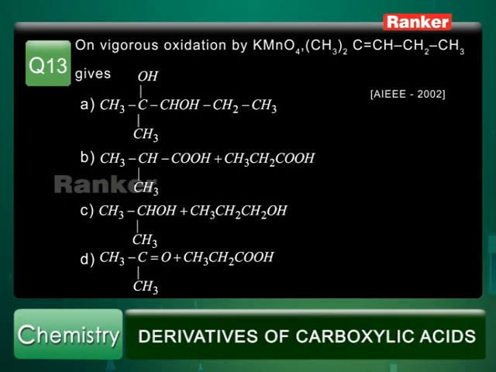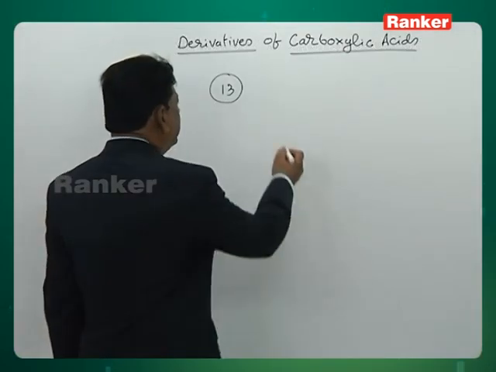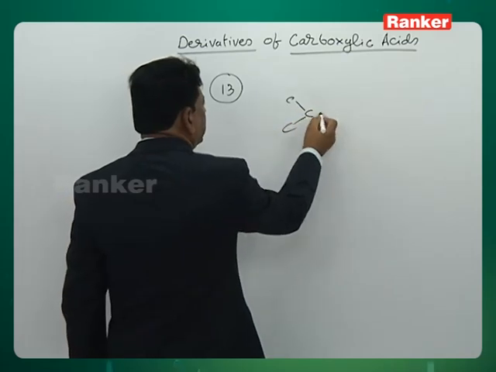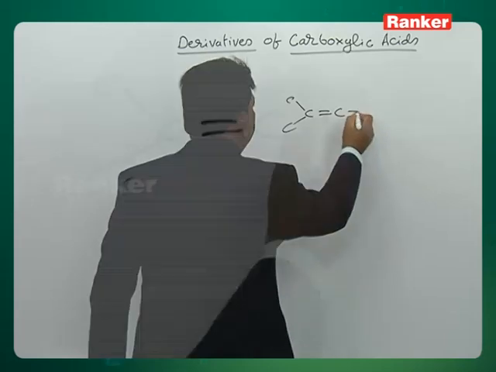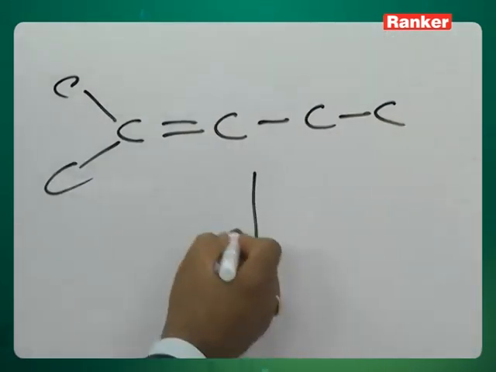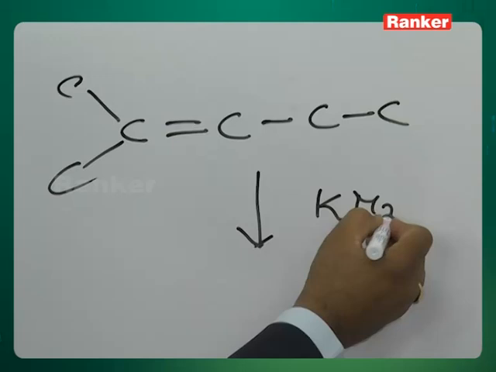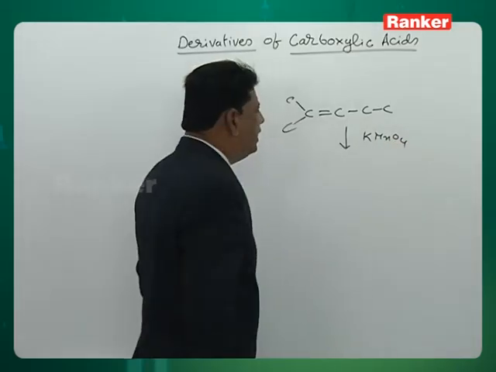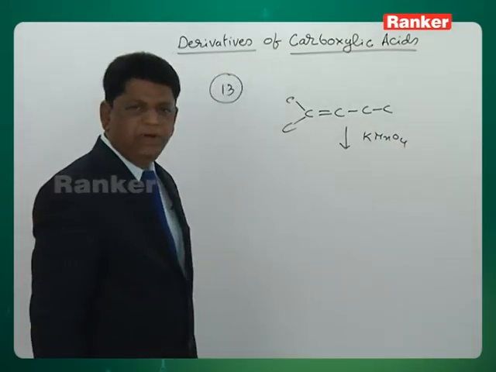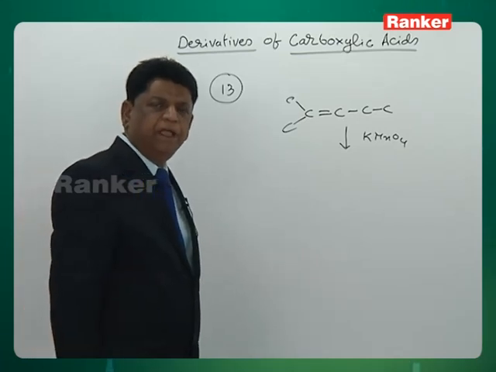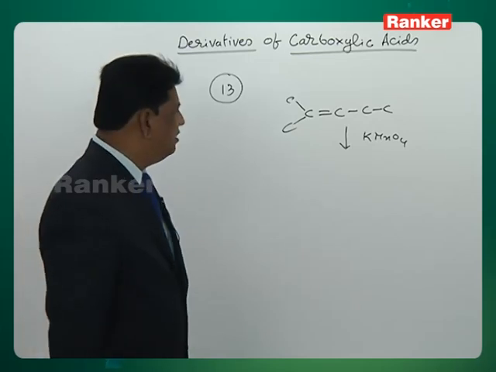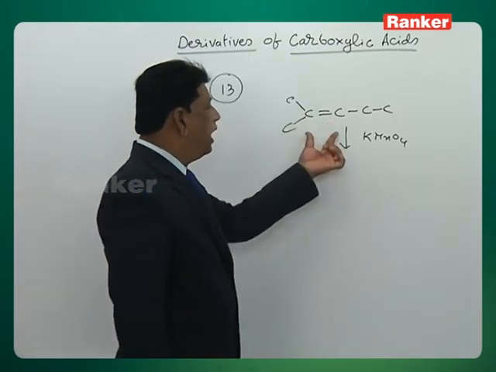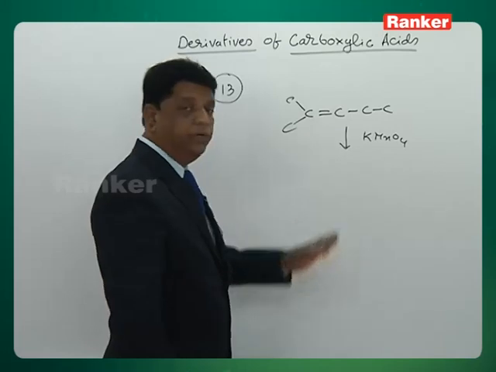On vigorous oxidation by permanganate KMnO4 of a compound containing two methyls and a double bond, then we have again an ethyl group. This compound on reaction with KMnO4, actually permanganate is an oxidizing agent. In different media it acts in a different way. In basic medium it is a weak or mild oxidizing agent which converts the double bond into a glycol, but does not cut it into pieces.